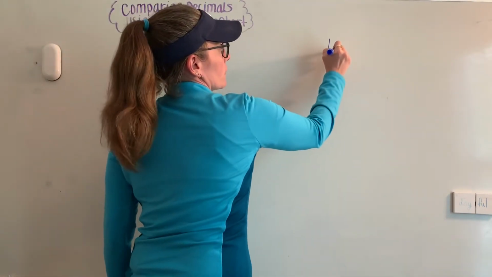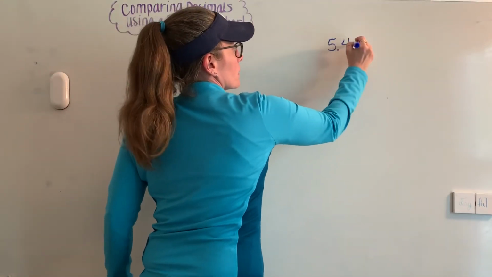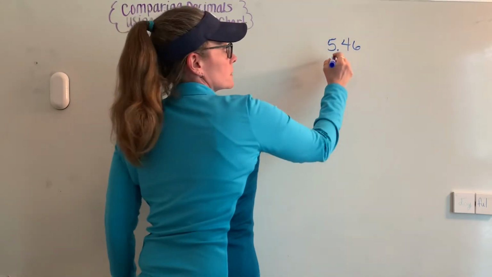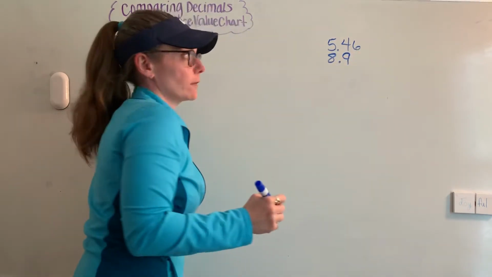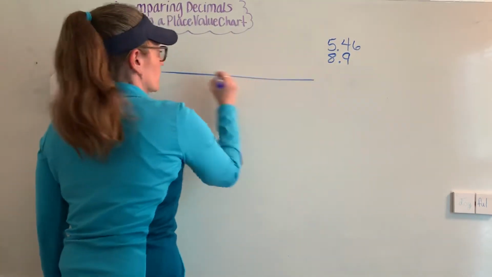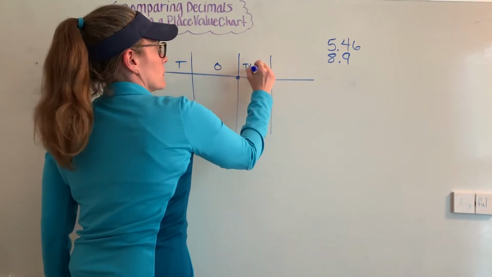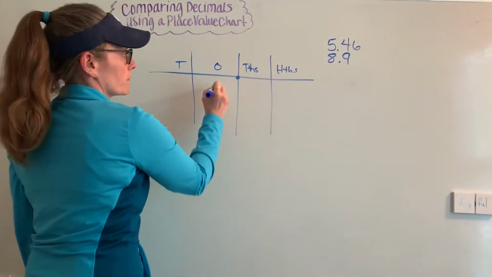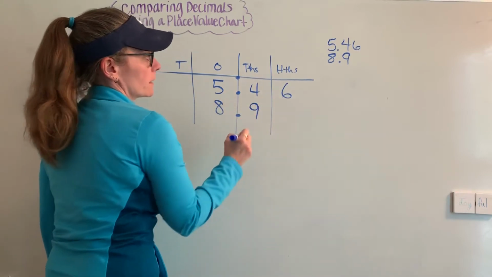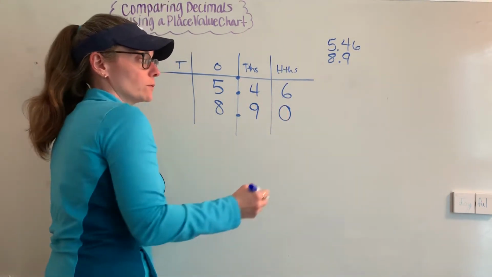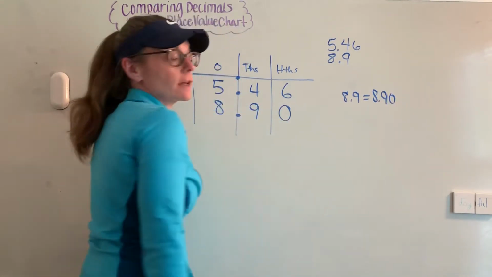So let's use a different number. Let's go with 5 and 46/100 and 8 and 9/10. Okay, so let's place them on the place value chart. Ones, tens, tenths, hundredths, 5 and 46/100, 8 and 9/10. Remember, I told you that you can add a 0 to the end of the number because 8 and 9/10 is the same as 8 and 90/100.